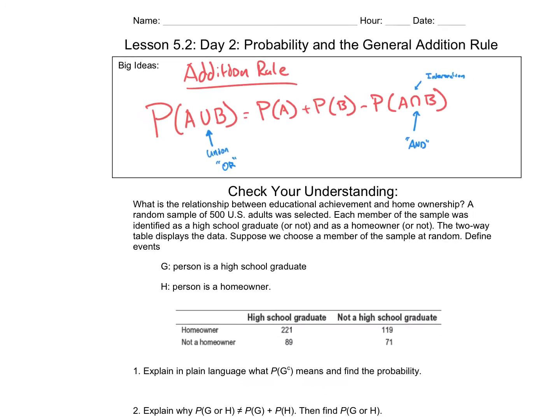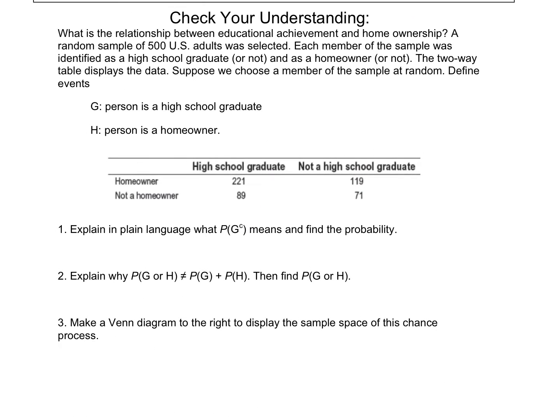All right, so let's check it. Here we are. We have high school graduate, not high school graduate. We have homeowner, not homeowner. They give us a table. We're trying to find probability. Remember, probability is, in its essence, what I want divided by what I have available. Okay? So let's go. G here, so they're just defining the variable G as person is a high school graduate. H, a person is a homeowner.